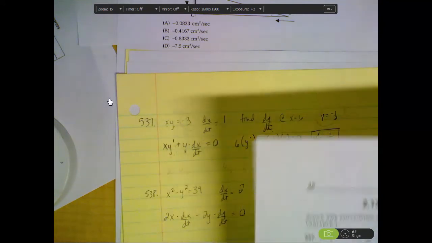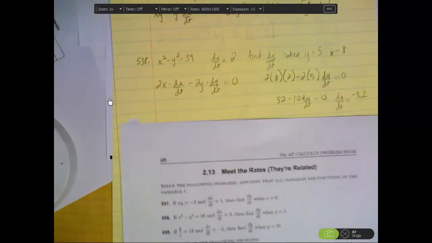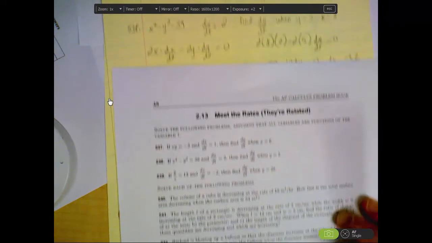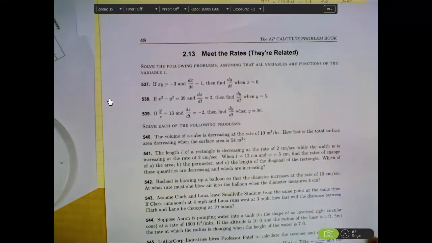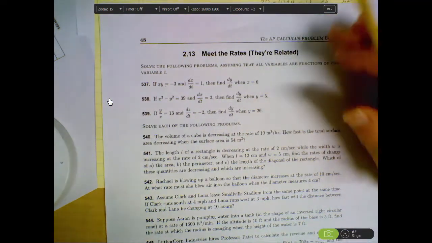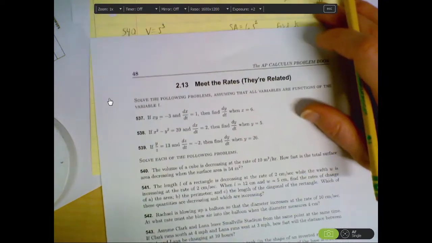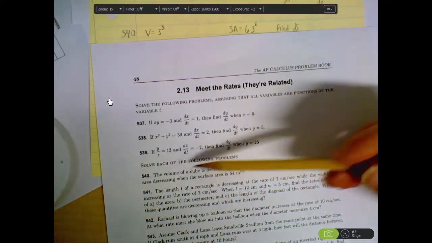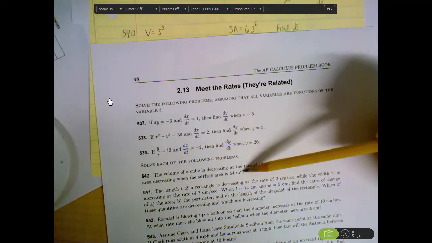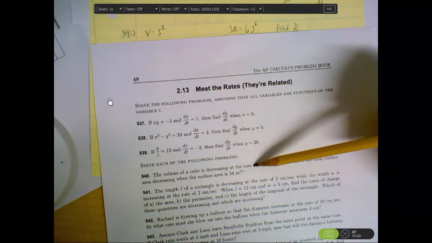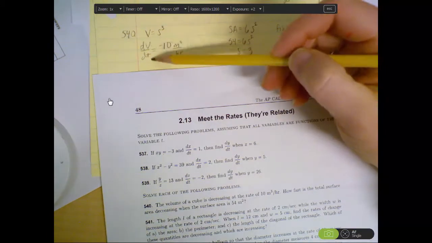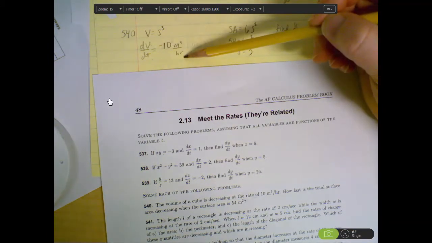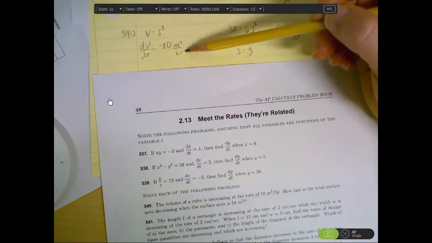The next one I'd like to show you is 540. 540 talks about the volume of a cube. So again, you have to know the volume of a cube formula, which is s cubed. It tells you that the volume is decreasing at the rate. As soon as you see the word rate, you're being given a derivative. So you know dV/dt is -10 cubic meters per hour. It's negative because it's decreasing.